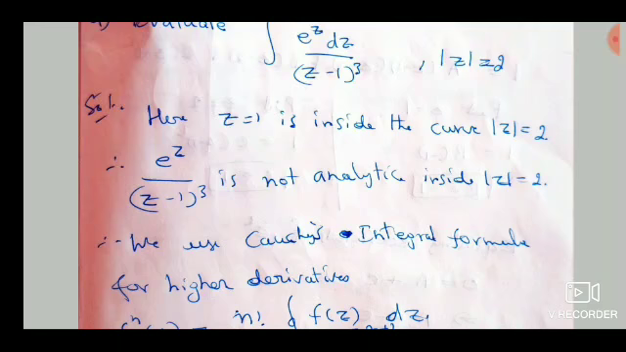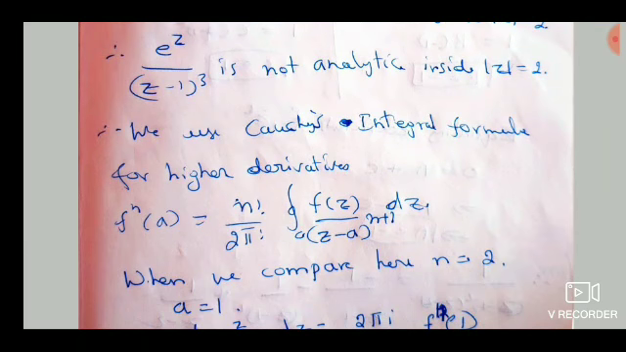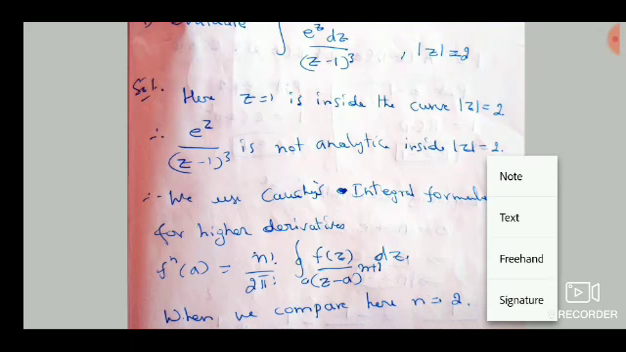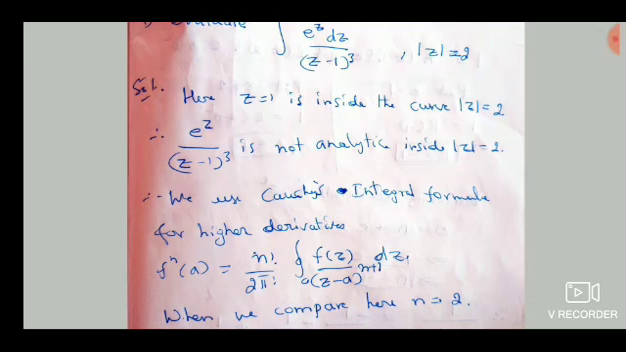If you remember, we derived this formula: f n of a is equal to n factorial divided by 2 pi I, integration along the curve C, f of z divided by z minus a power n plus 1 dz. So just compare this equation with the question. What is n? In the denominator n plus 1 is there. We have 3 here, right? So n plus 1 is equal to 3. So n will be 2.